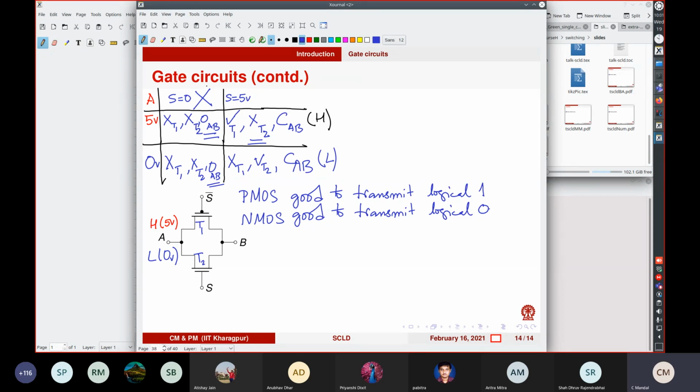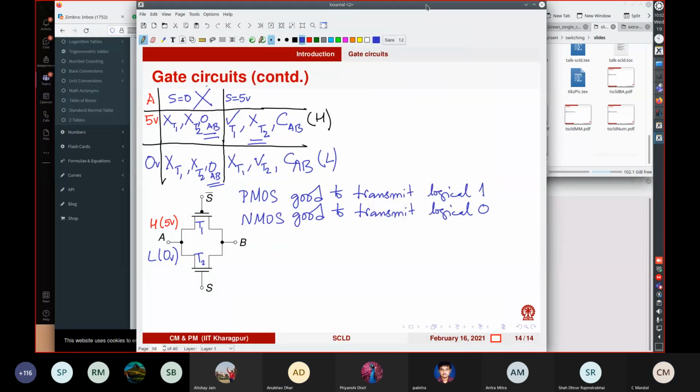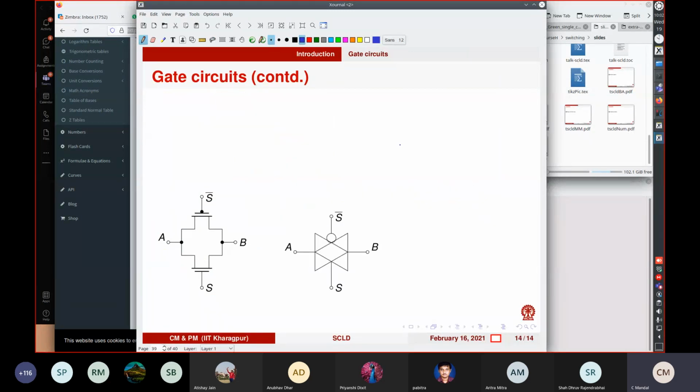All right. So I think you understand the operation of the transmission gate. Is it okay? Yes, sir. All right. So now let us just look at this. This is the symbol for a transmission gate.